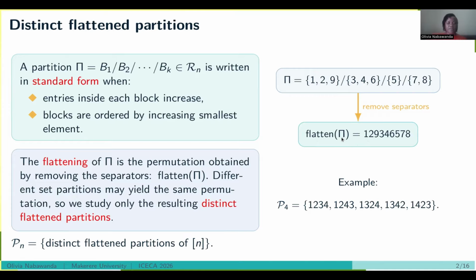In this work, we are interested in the distinct flattened partitions that result out of flattening a set partition. We denote by Pn the set of all distinct flattened partitions over n. For example, when n equals 4, we have 5 of them.